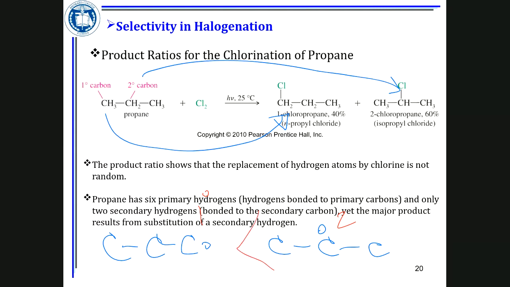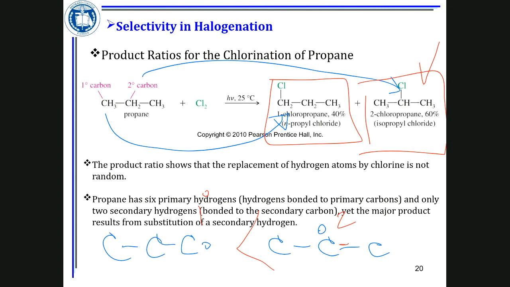How do we know that? The result of this experiment proves it, because we already know that the more stable intermediate is going to yield the major product. And since the secondary replacement is our major product, that proves that the secondary free radical is more stable than the primary free radical.